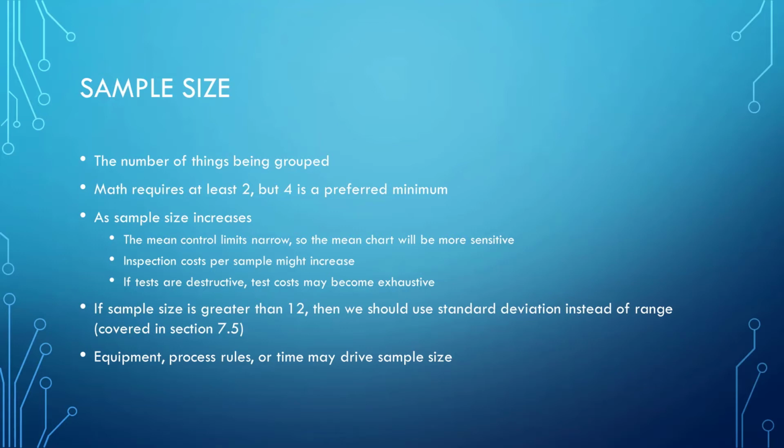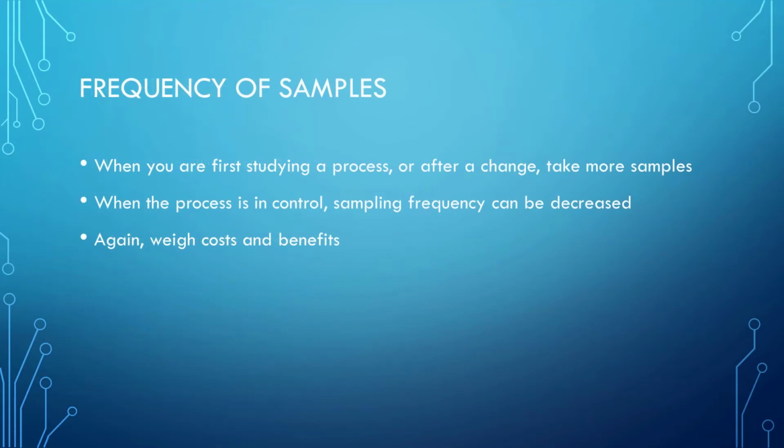The bottom line is that sample size is a trade-off. We would really like the sample to be as big as possible, except that that makes things more expensive and time-consuming. So there's a give and a take in that. And in general, the equipment, the process rules, or the times may drive our sample size. The frequency for how often we gather data is also a give and a take.